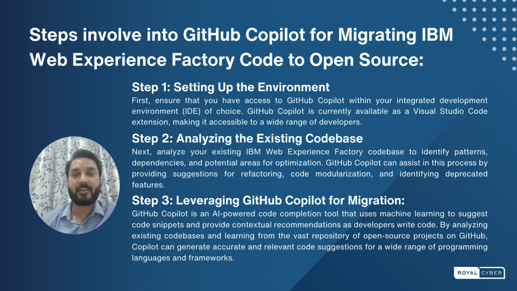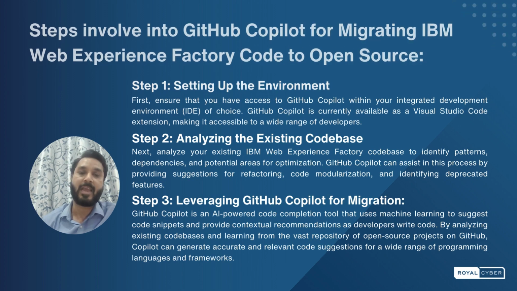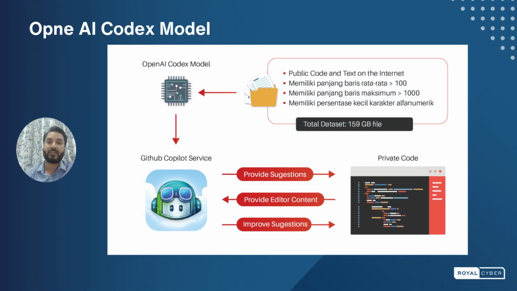Step three is leveraging GitHub Copilot for migration. GitHub Copilot is an AI-powered code completion tool that uses machine learning to suggest code snippets and provide contextual recommendations as developers write code. Copilot can generate accurate and relevant code suggestions for a wide range of programming languages.